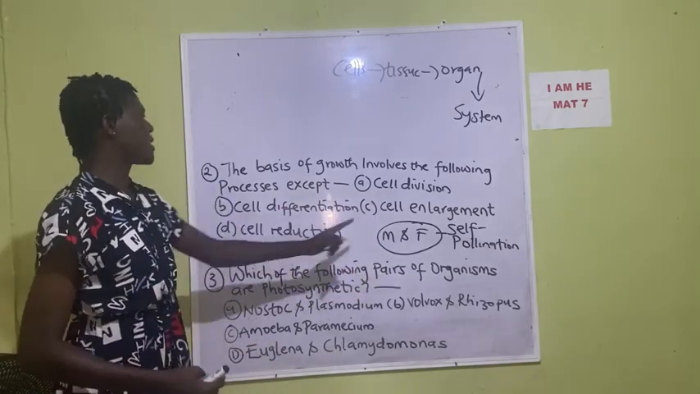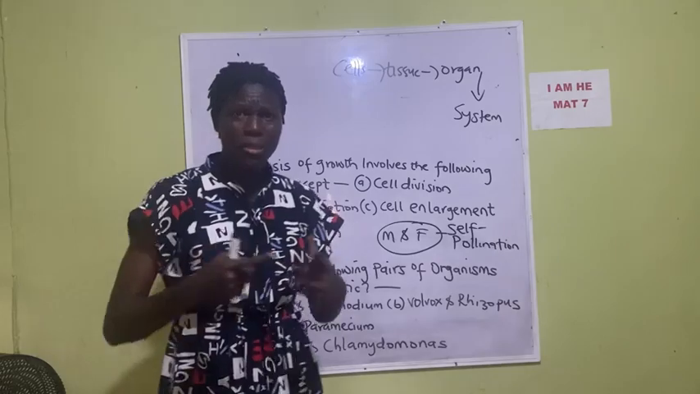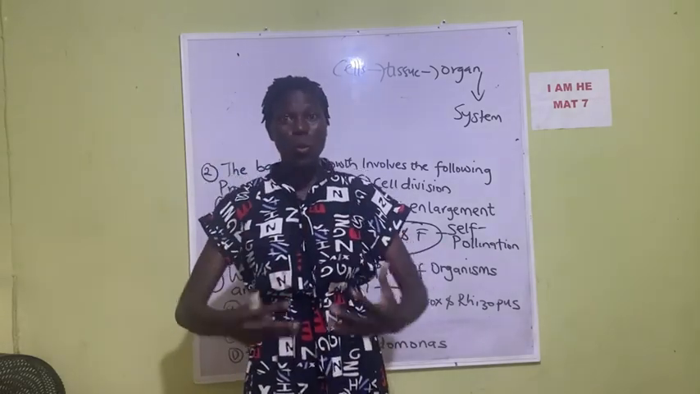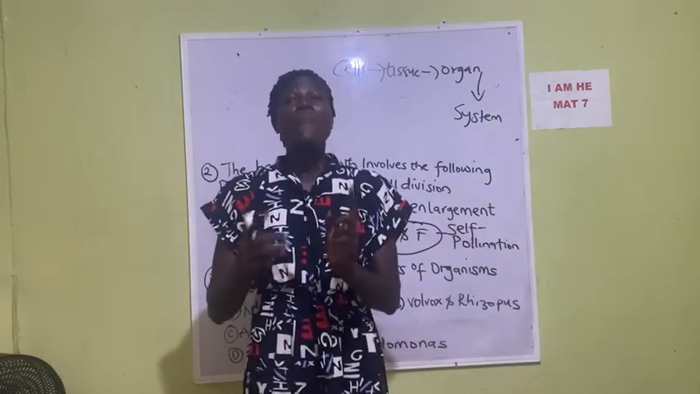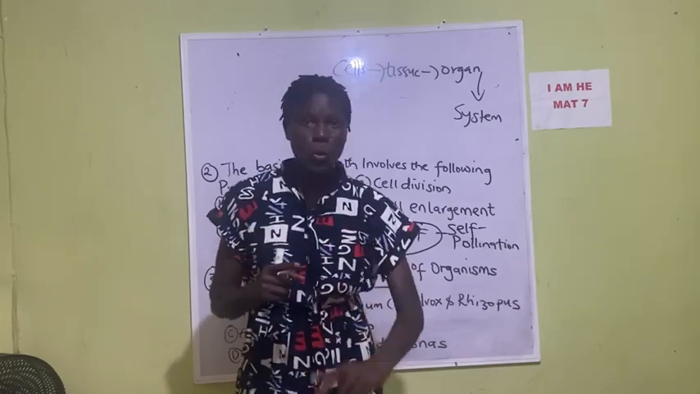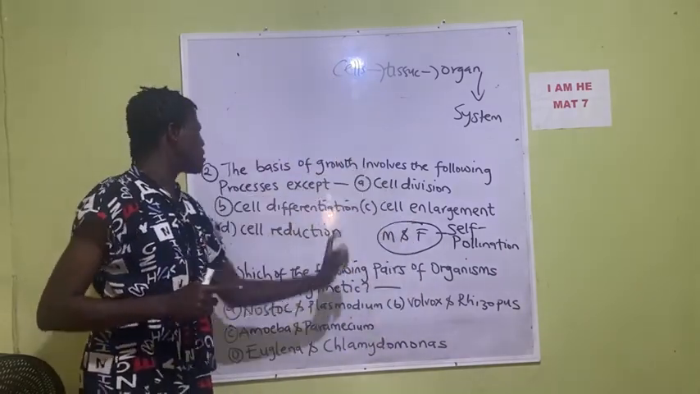Okay, so we have cell enlargement. When a cell divides, what happens? They will tend to enlarge, that's an increase in size. So when there's an increase in size, that permits what? The basis of growth.